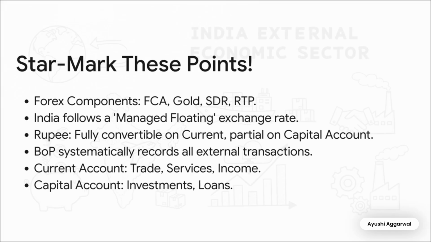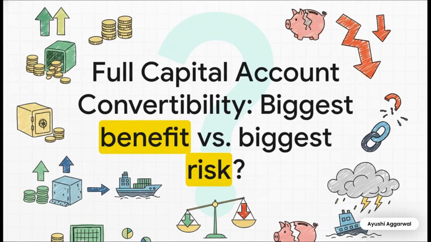Got it? Great. And to finish off, I want to leave you with a question to think about. We talked about the Tarapur Committee's work. So what if India decided to go for full capital account convertibility tomorrow? What do you think would be the single biggest advantage and what would be the single biggest risk? It's a classic balancing act.